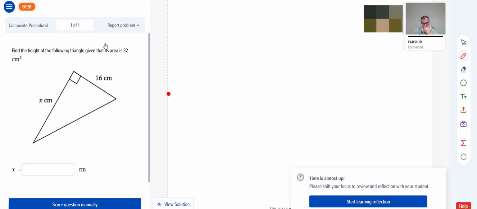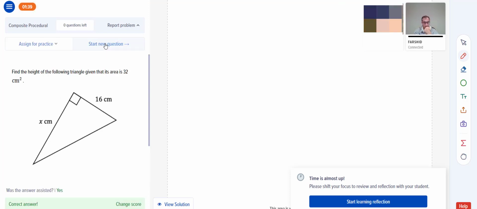Find the height of the following triangle given that... Okay, done. Good job. We'll write the reflection.